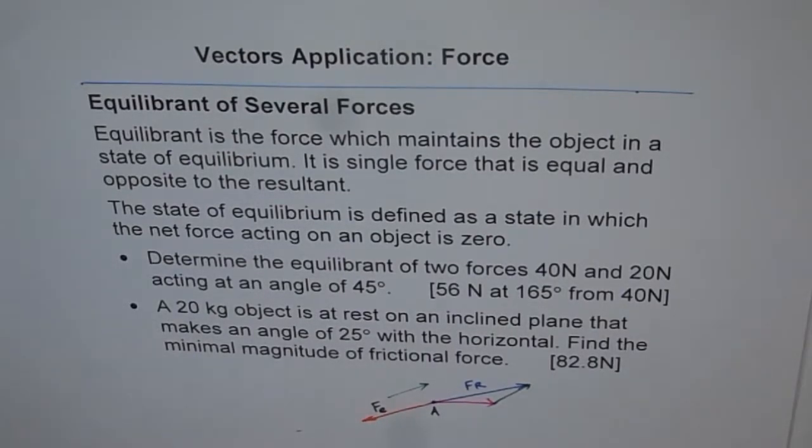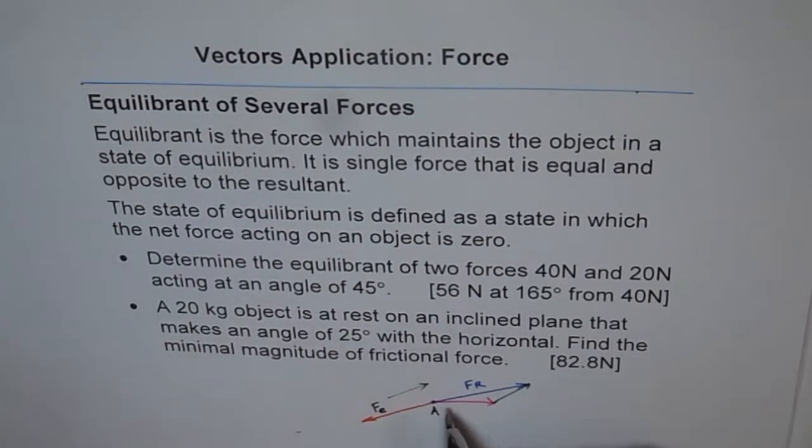So we try to find the net force, and then we say, well, we try to find the resultant force of the given vectors. If we want to keep the system at rest, then we need to apply a force which is equal and opposite to this resultant force, and we call that force the equilibrant force.